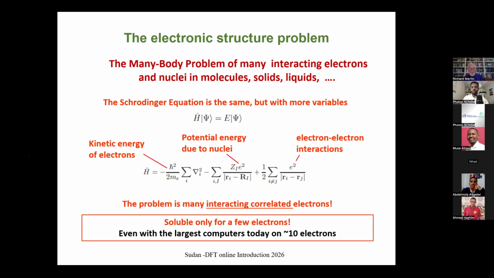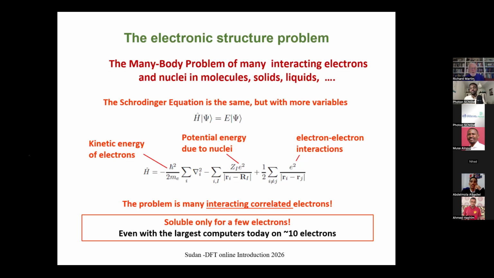And one way to say it is that the electrons are correlated. One electron depends upon the positions of all the other electrons. And in the chemistry world, there's work to solve this extremely accurately. But even with the largest computers today, you can get up to 10 or 11 or 12 electrons. And that means you can solve very small molecules, but the computers just run out of steam.